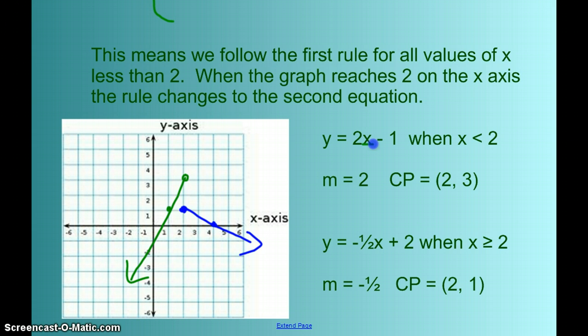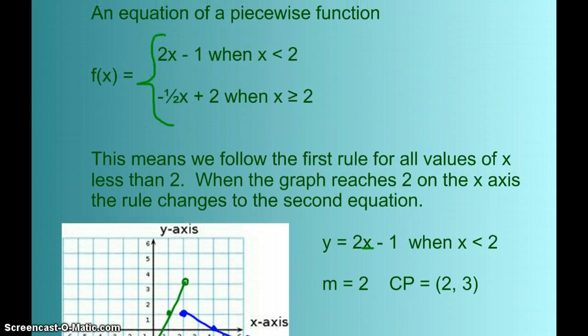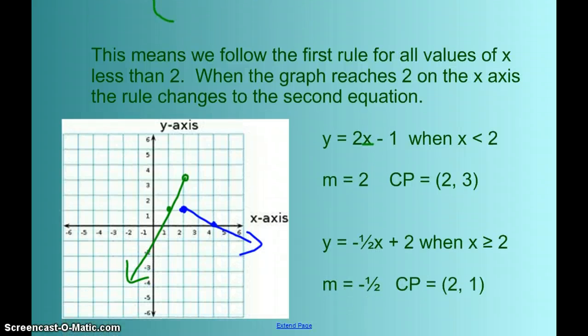So this would be a graph of our piecewise function that we started with at the top of the page here. The graph of that piecewise function looks like this. It follows the green line until we get to 2. When we get to 2, the rule or the plan changes, and we jump to the blue line, and we follow that line for the rest of the graph. So let's look at one more example.